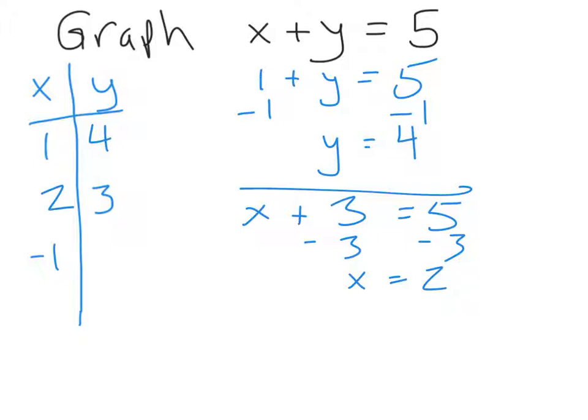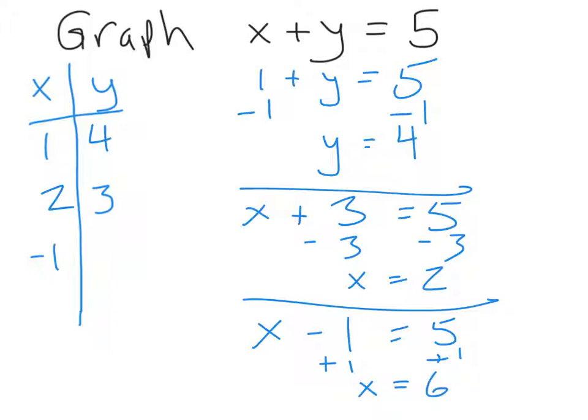And then lastly, a negative 1 for y. We'll have x minus 1 equals 5. We'll add the 1 to both sides, and we'll get x equals 6. So there are our 3 points.